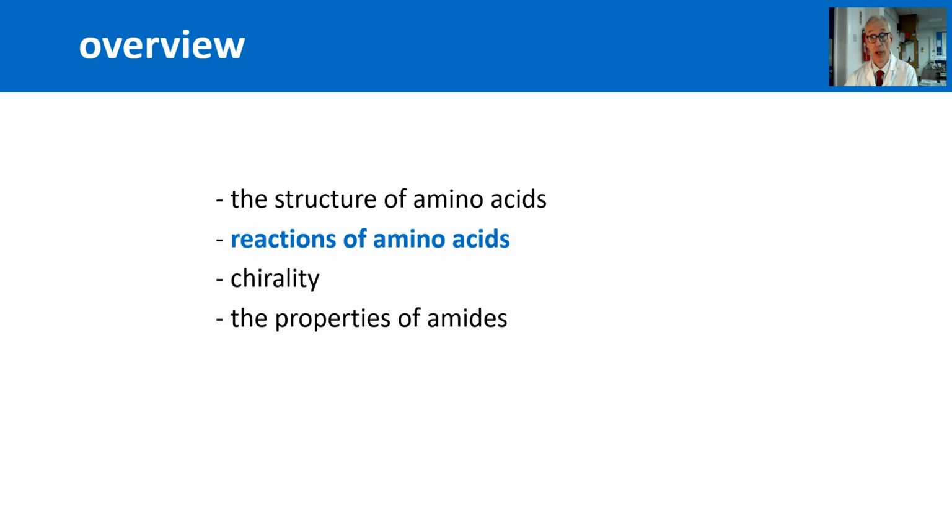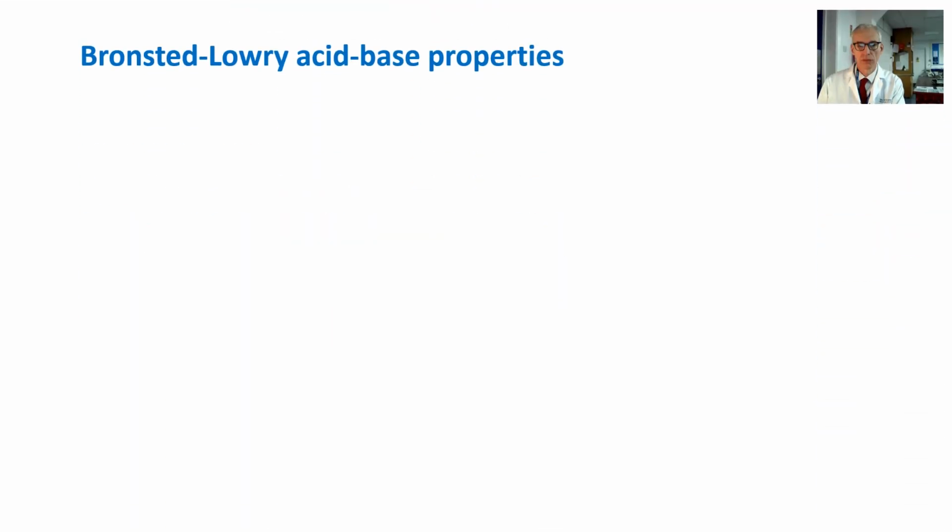The reactions of amino acids. So let's discuss the Bronsted-Lowry acid-base properties of amino acids. Now, as we saw in the structures, amino acids all contain an amine group, and of course an amine is a proton acceptor. So if we look at that as an equation, here's an amine, NH2 attached to some other molecular structure, accepts a proton, the hydrogen ion.